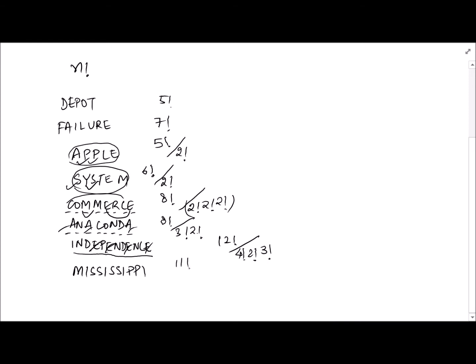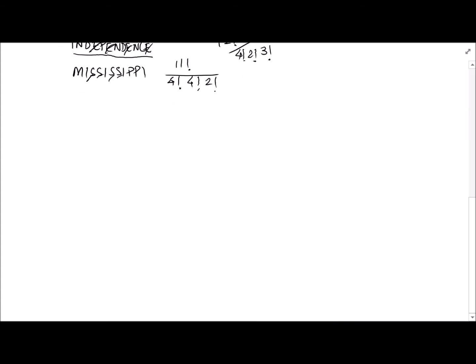Mississippi, 11 factorial by s coming 4 times, 4 factorial, i coming 4 times, 4 factorial, p coming twice, 2 factorial. Okay, so this is how we do permutations of words, and this doesn't only apply in this scenario but also in all other similar cases.